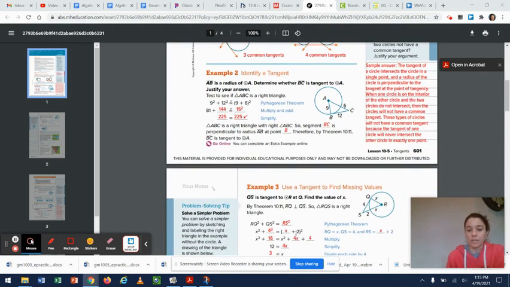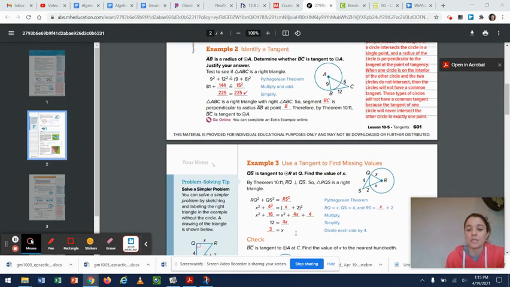In example 3, it's asking you to use a tangent to find the missing values. So, kind of going in the reverse of what we were just doing, we're going to use the fact that RQ is going to be perpendicular to QS since QS is a tangent. We're still going to use the Pythagorean theorem, but now you're going to be using some more algebraic skills. So I'm going to be squaring x. I have x squared plus 4 squared, but down here it's going to be x plus 2 quantity squared.